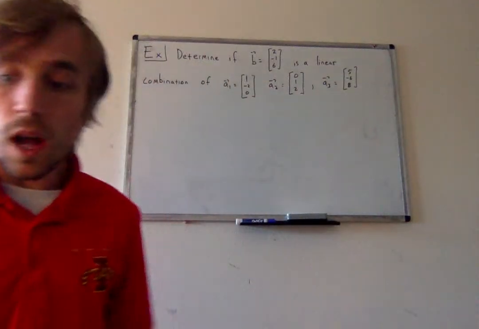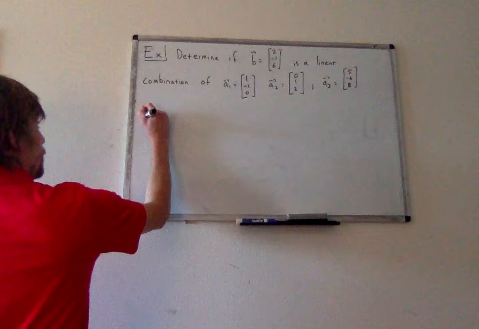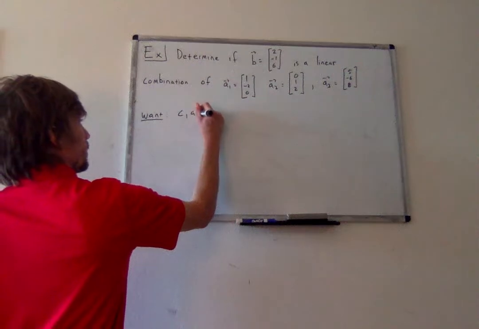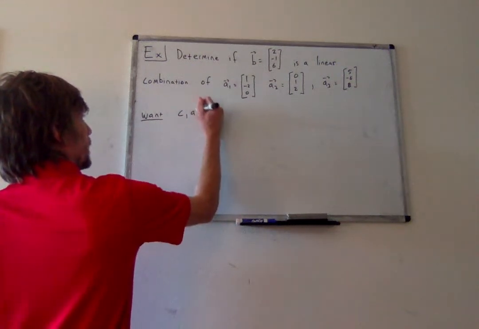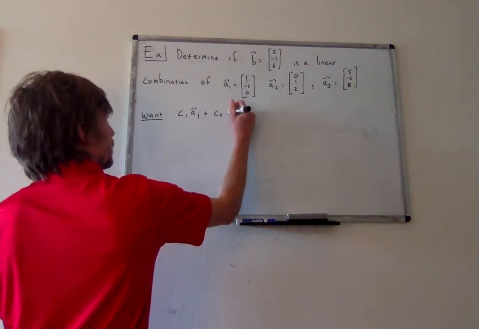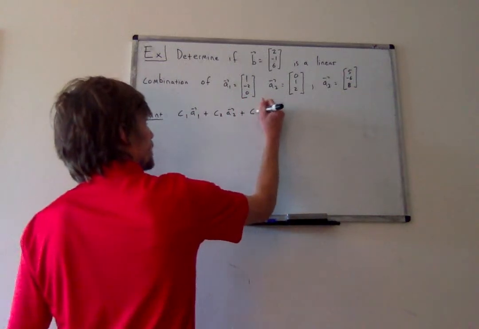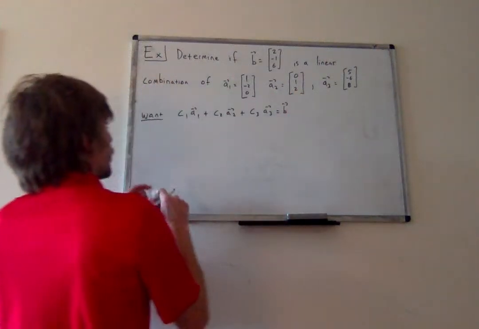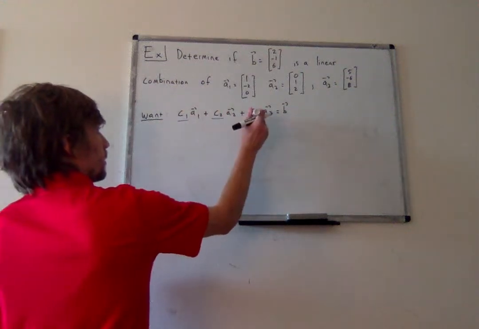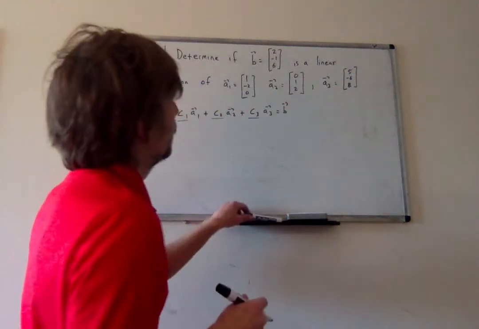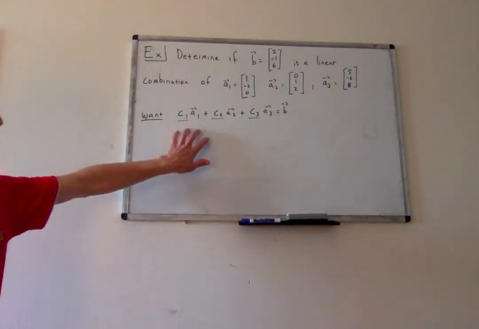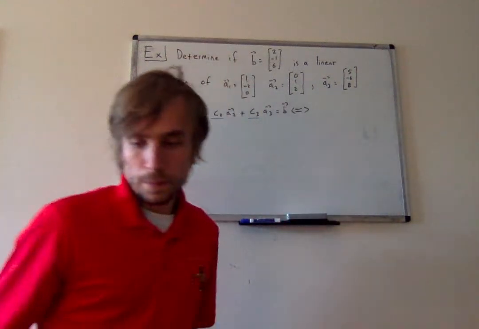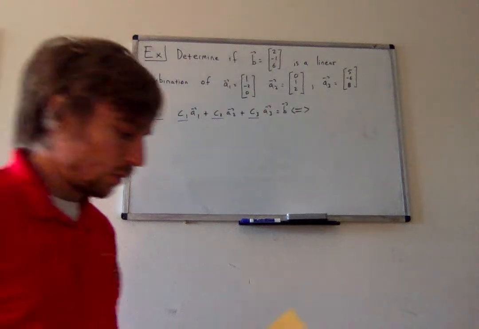And so remember, if B is going to be a linear combination of these three vectors, with scalars C1, C2, and C3, such that C1 times A1 plus C2 times A2 plus C3 times A3 is equal to B, then what we want to solve for are these three scalars. Given this, it is equivalent to solve the following system of equations. So I'll write out the system of equations, and then we can solve it.